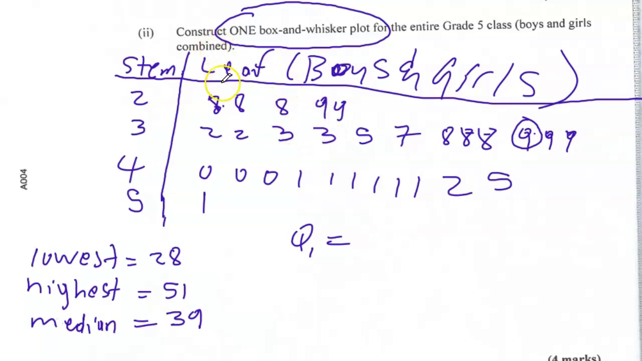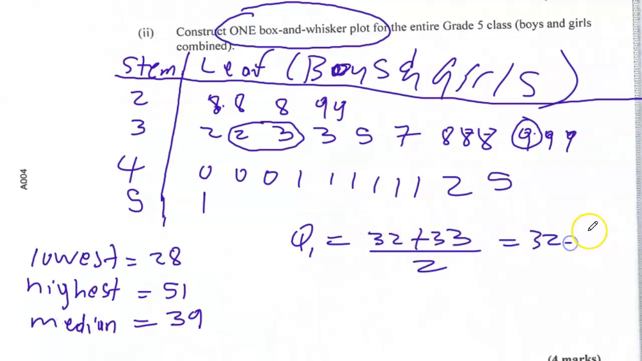Let's check again, sorry. 14, so 7 and 8. So 1, 2, 3, 4, 5, 6, 7. The median for the lower half, the first quartile, falls between these two numbers, 32 and 33. Divided by 2, we get 32.5.